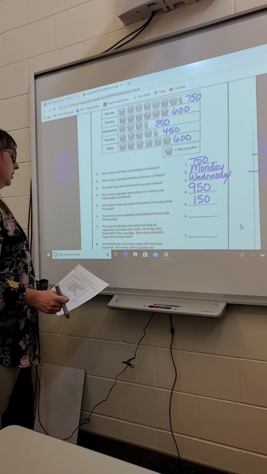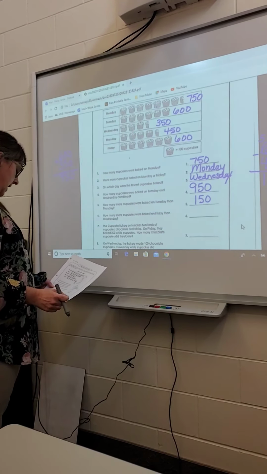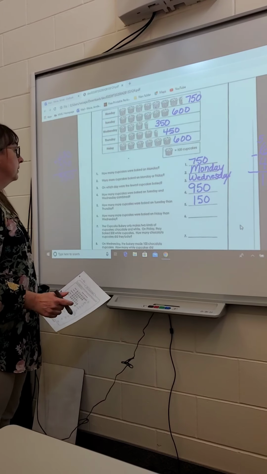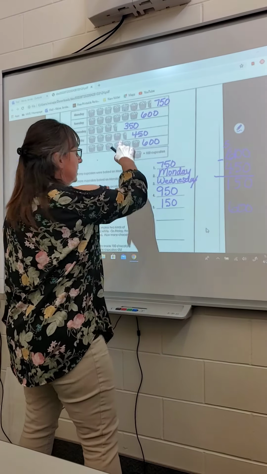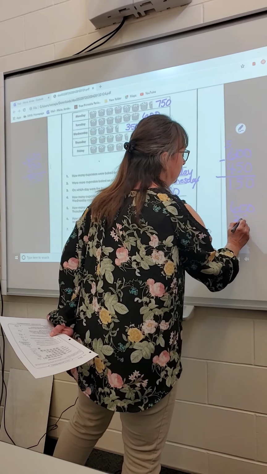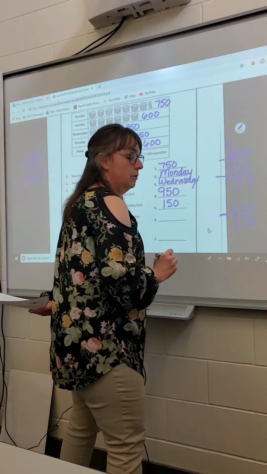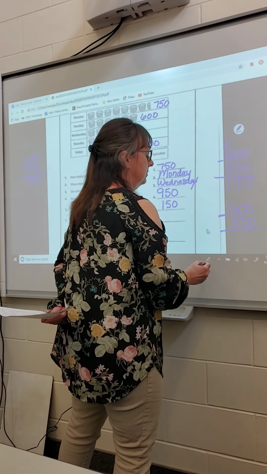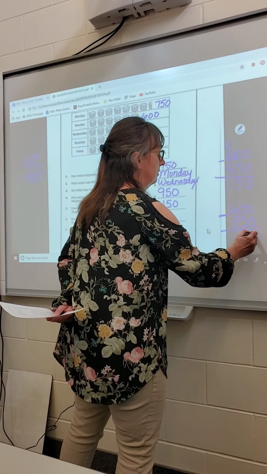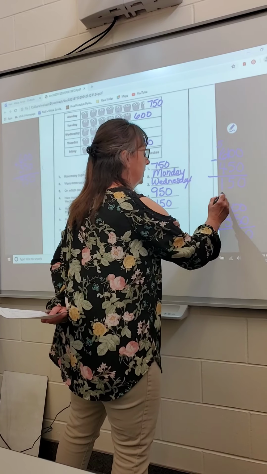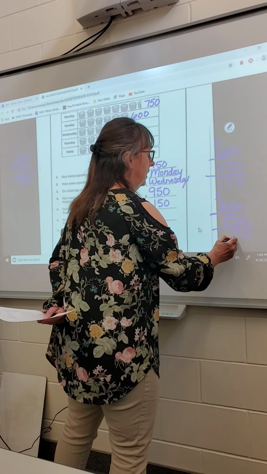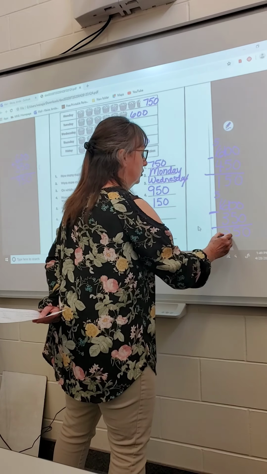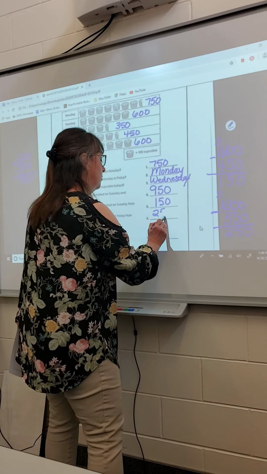Number 6, how many more cupcakes were baked on Friday than Wednesday? Well, on Friday we had 600. On Wednesday we had 350. Again, we want to know how many more, so we're subtracting. 0 minus 0 is 0. We have a 0 up there. We can't do it without borrowing, so we put our 10 there. 10 minus 5 is 5. 5 minus 3 is 2. So 250 more were made.